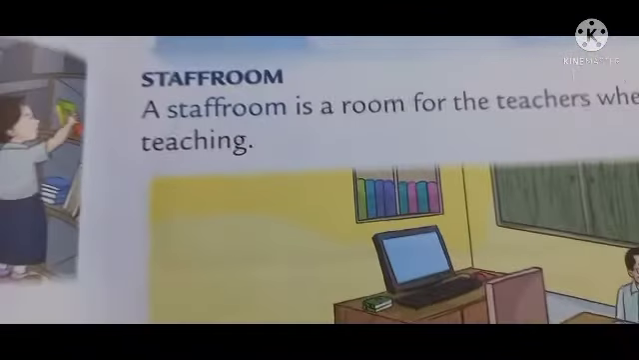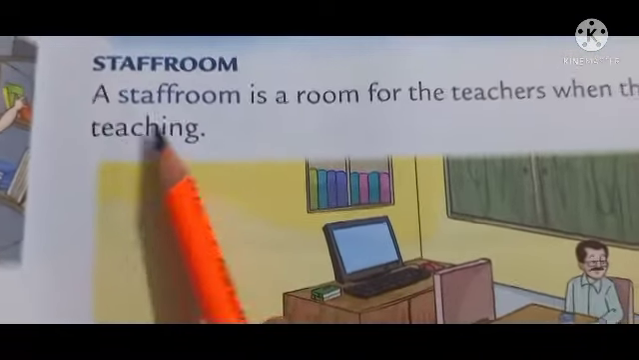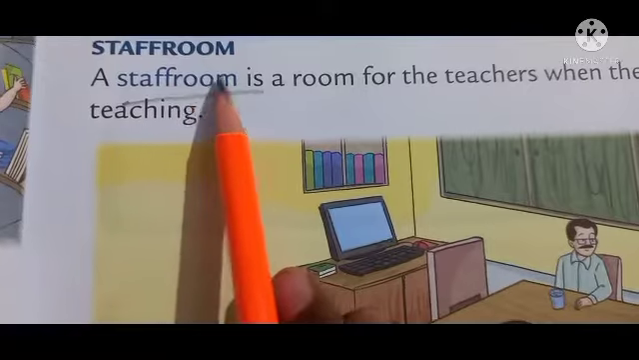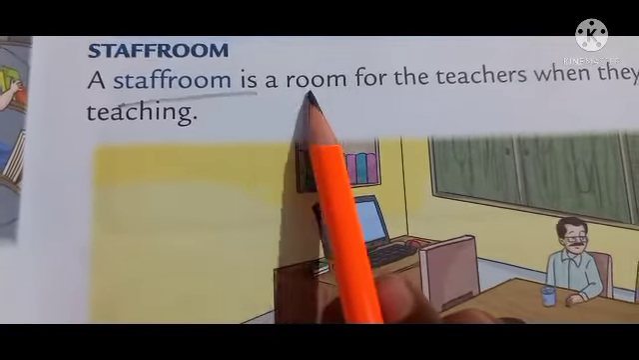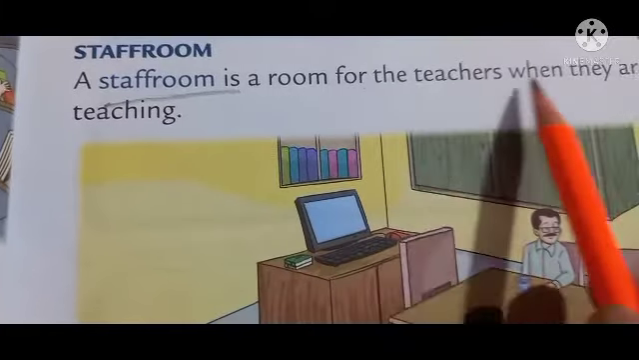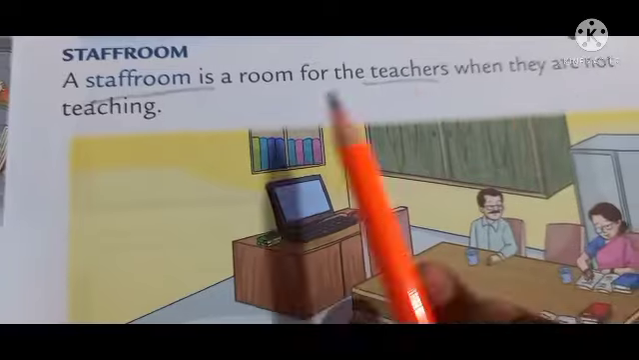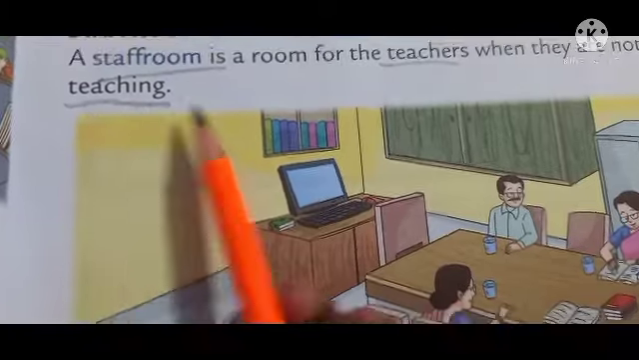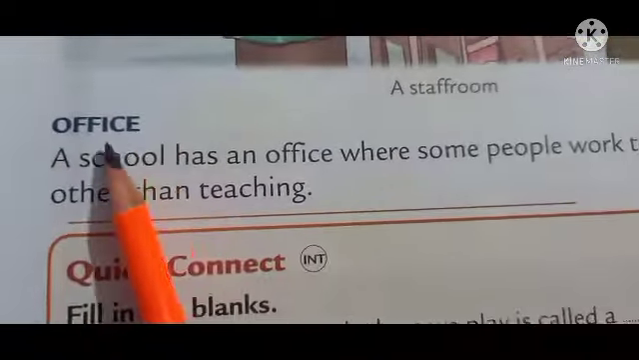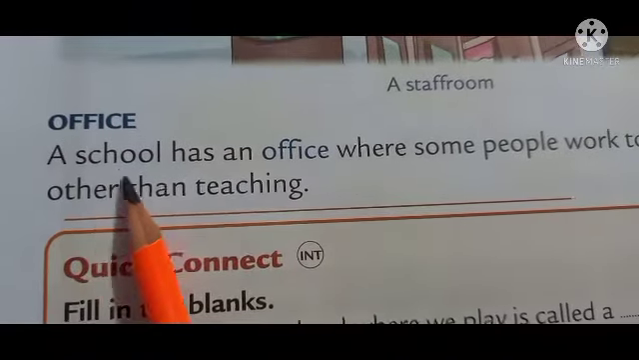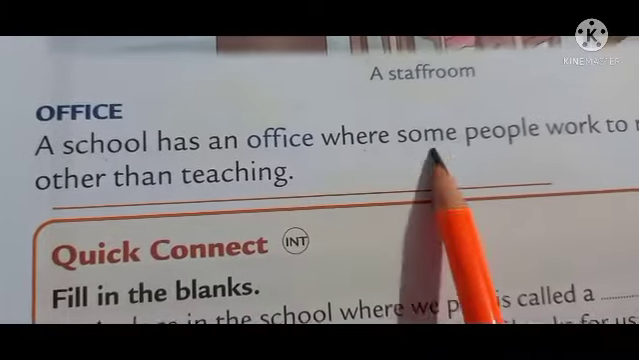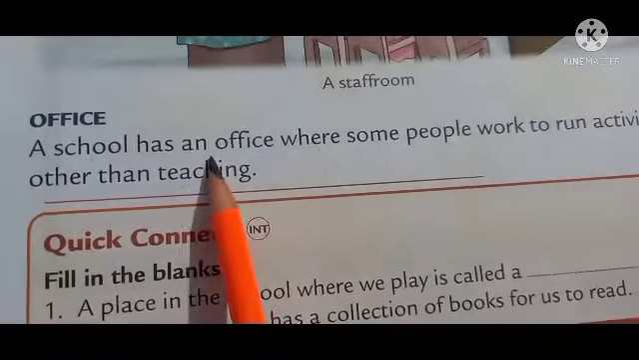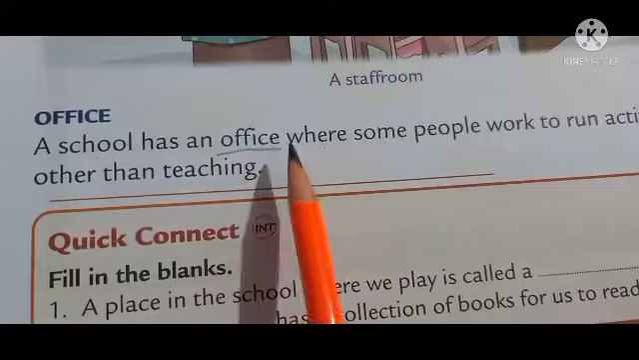Next one. Staff room. S-T-A-F-F R-O-O-M. A staff room is a room for the teachers when they are not teaching. T-E-A-C-H, teach, I-N-G, ing. Teaching. Next one, office. A school has an office where some people work to run activities other than teaching. Office spelling: O-F-F-I-C-E. Office.